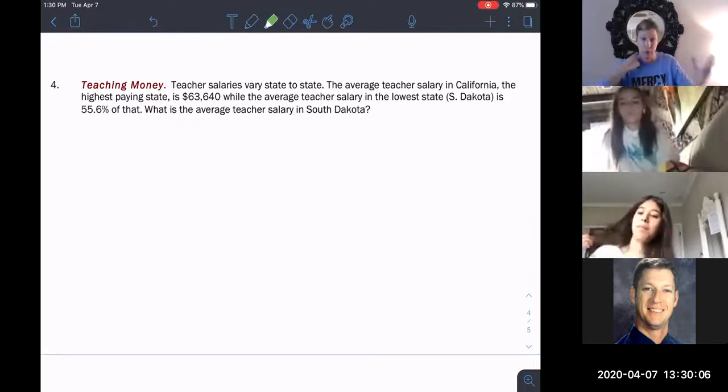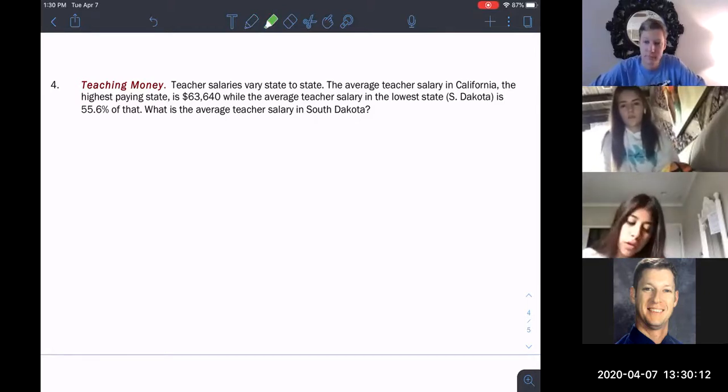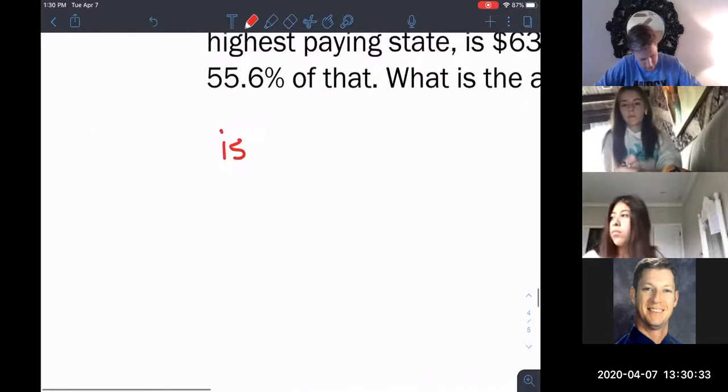Okay, so what do we start with? Well, is over of equals percent over 100, and then the is would be 55.6%. No, actually, because it's got a percent sign on it. So where should we put that? It's the percent. It's not the is value. It's the percentage. But you're right, we want to start with is. Let me zoom in so it's not so sloppy.